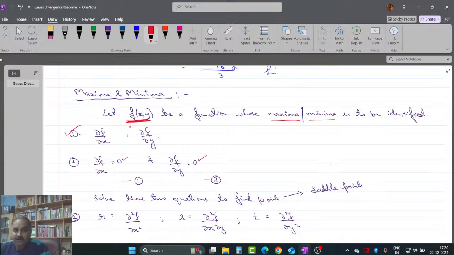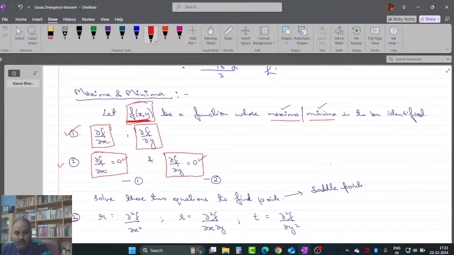So here, let us suppose we have a function f of x, y, and for this function I need to find maxima and minima. So the very first step will be we need to find the value of ∂f/∂x and the value of ∂f/∂y. Second step, we need to set ∂f/∂x equal to 0 and ∂f/∂y equal to 0.